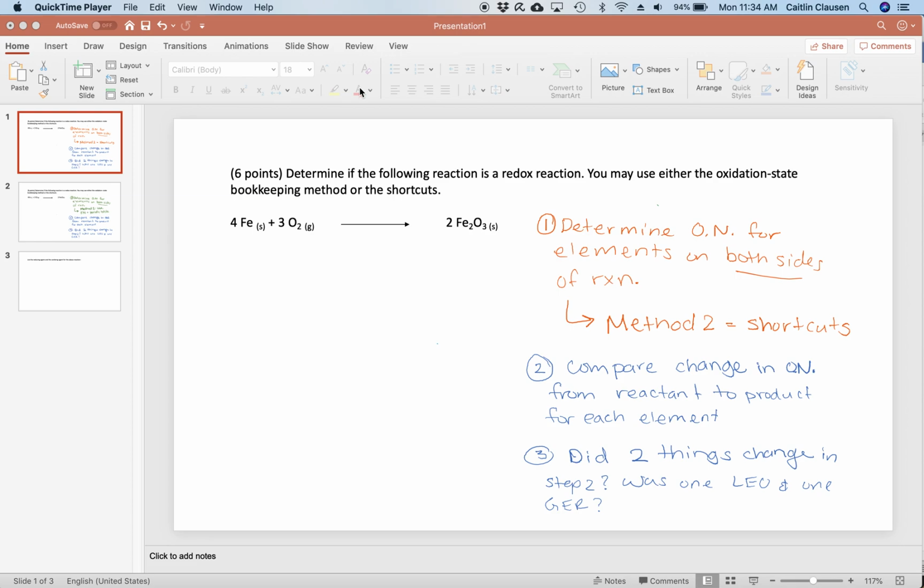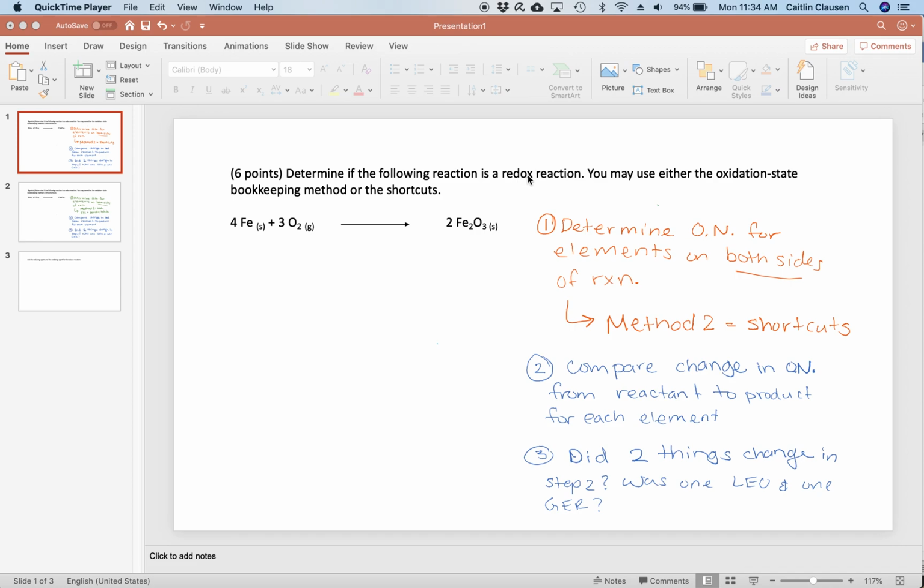So you're going to follow the same 3 steps. The thing that changes is whether you're doing method 1 or method 2. You can choose to do either one, or a combination of the two, whatever you're comfortable with at any given point in time that you're working on a potential redox reaction problem.